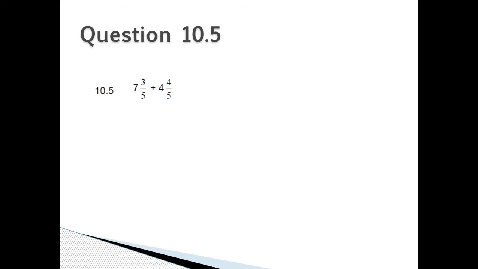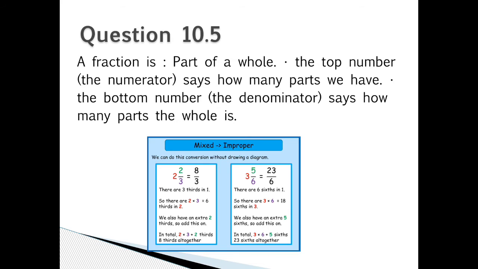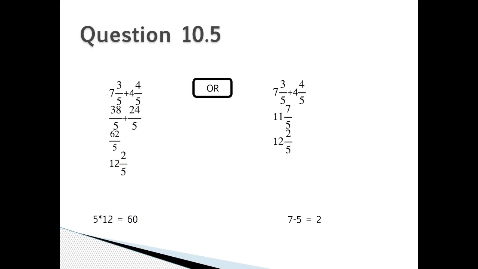7 and 3 over 5 plus 4 and 4 over 5. A fraction is part of a whole. The top number, the numerator, says how many parts we have. The bottom number, the denominator, says how many parts the whole is. You can have mixed or improper fractions. When you look at a mixed fraction, it will have numbers and a fraction. And an improper fraction will have a numerator that's greater than its denominator.